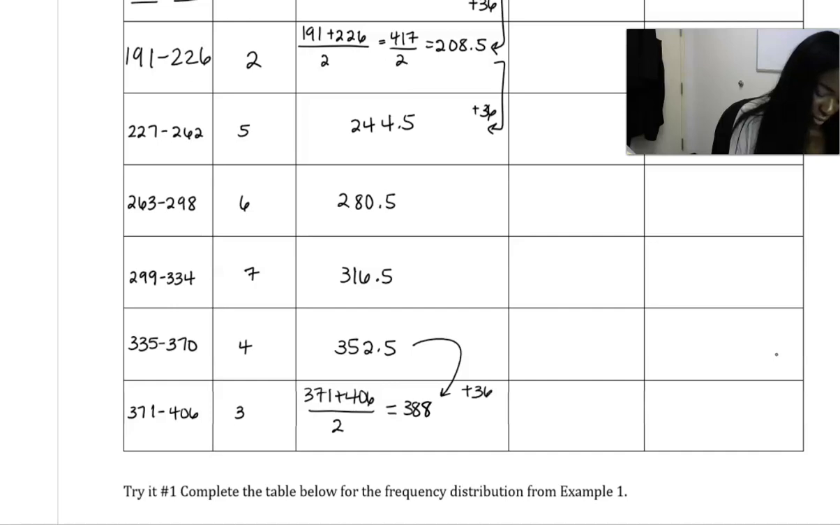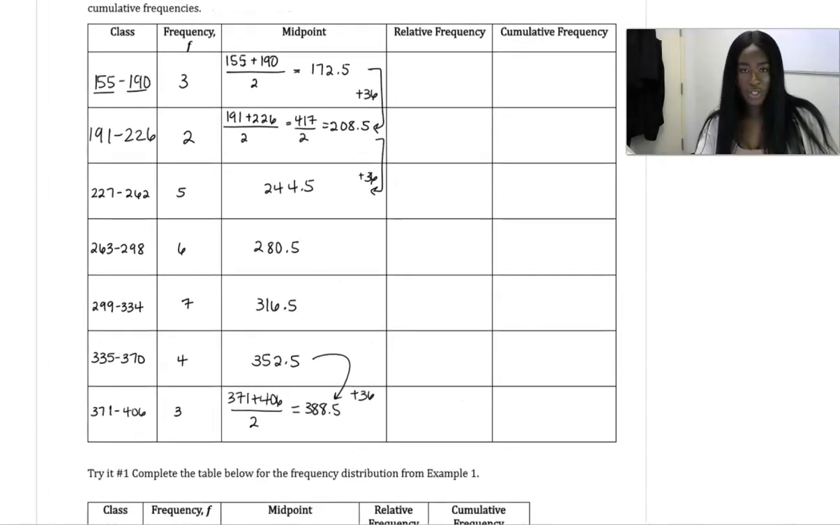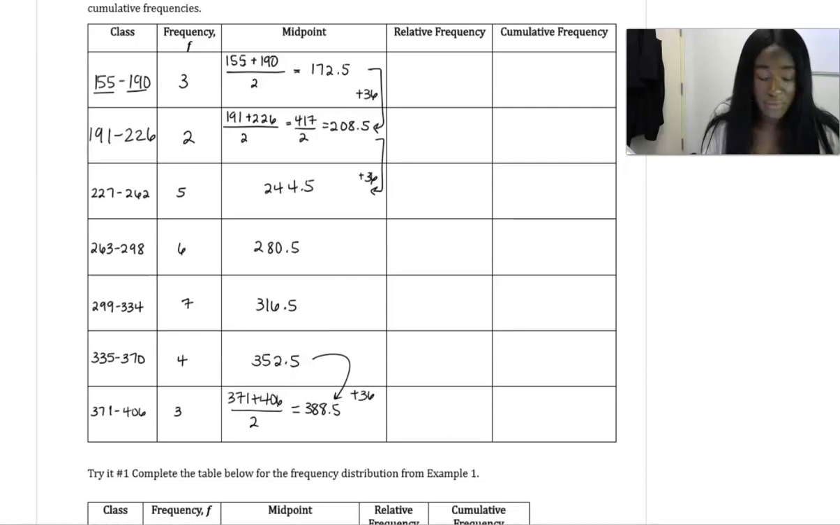You should both end up with 388.5 as your last class midpoint. So now that we have the class midpoints, we're going to move on to compute the relative frequencies.